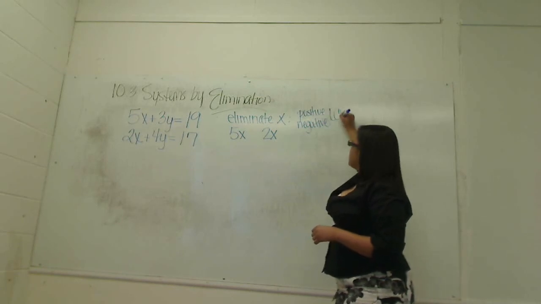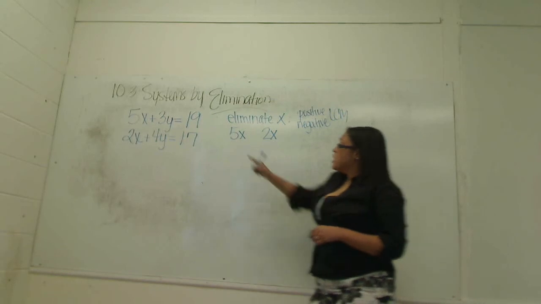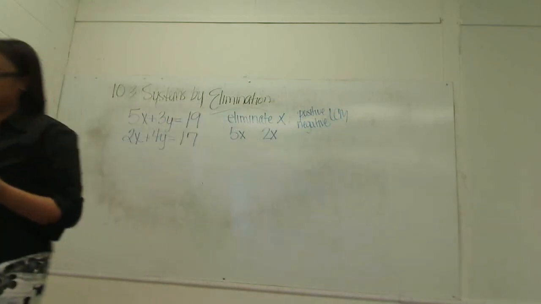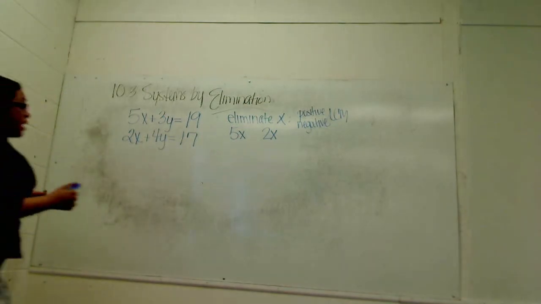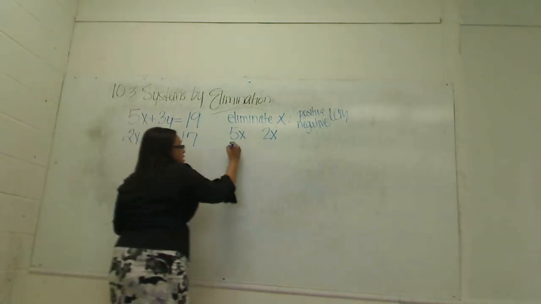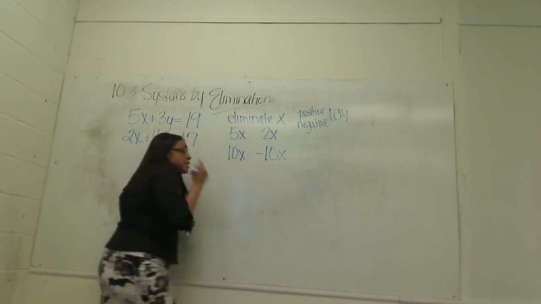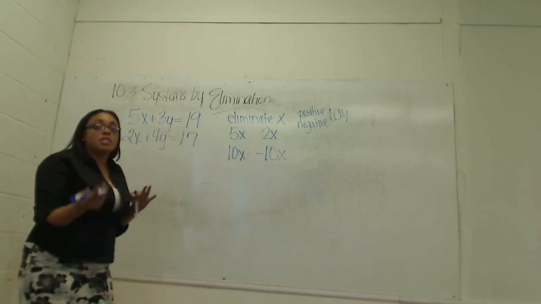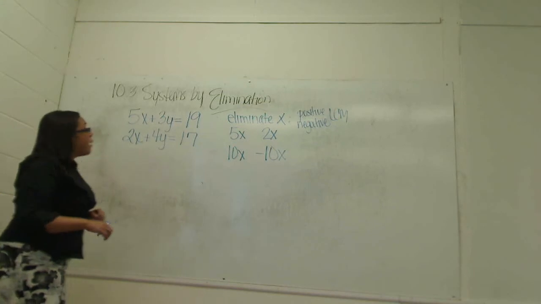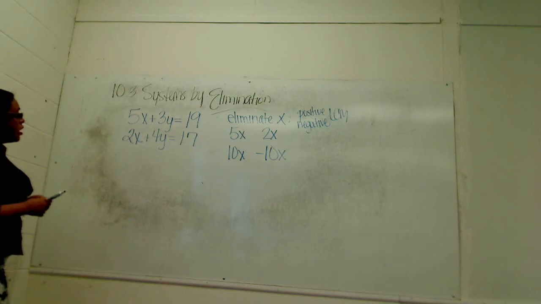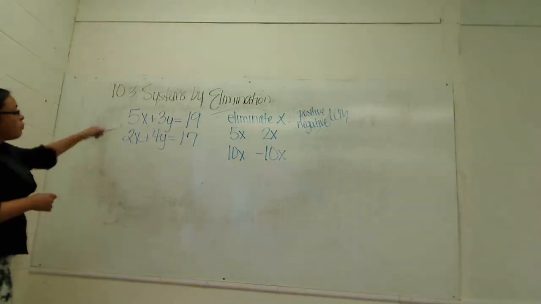Using the LCM. Well, the least common multiple between 5 and 2 is 10. So that means one of these has to be a 10x, one has to be a negative 10x. Does not matter which one is positive and which one is negative. That has no bearing on the math. I'm going to decide to go ahead and make the top one my negative.